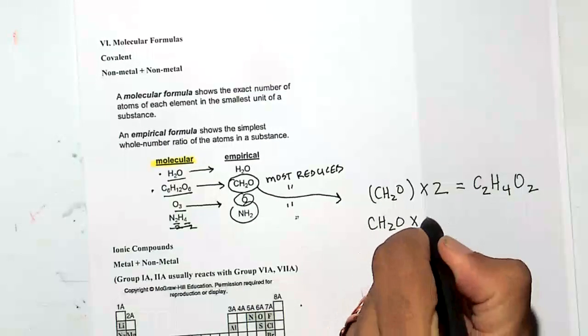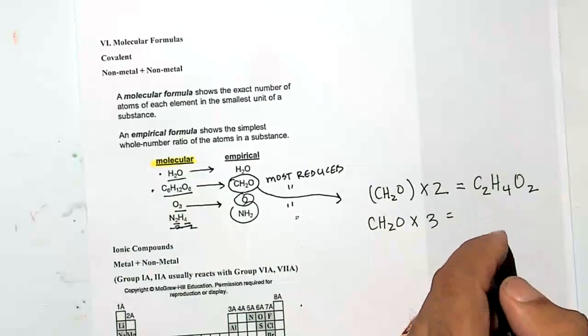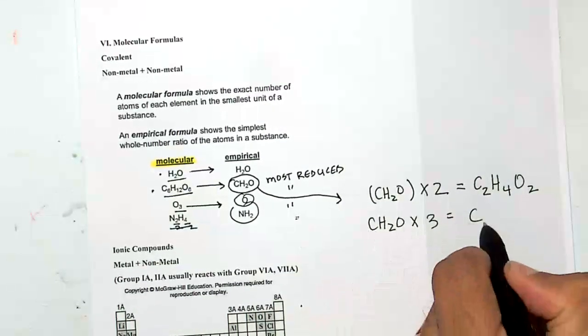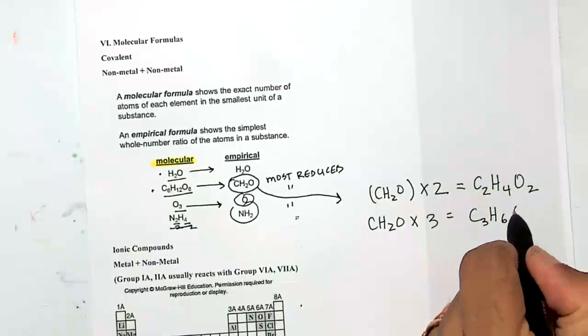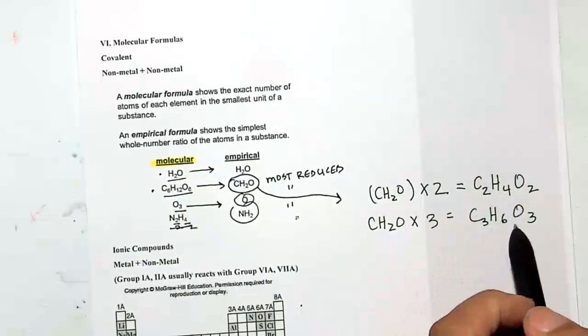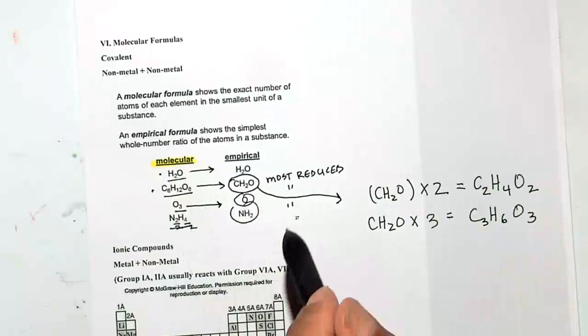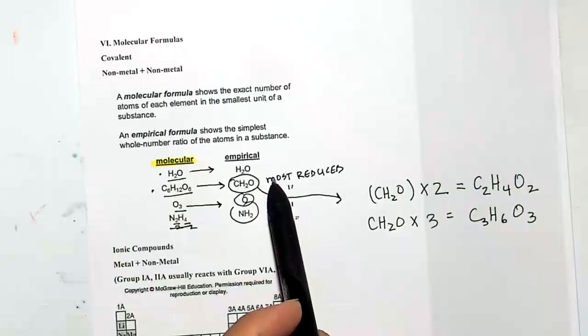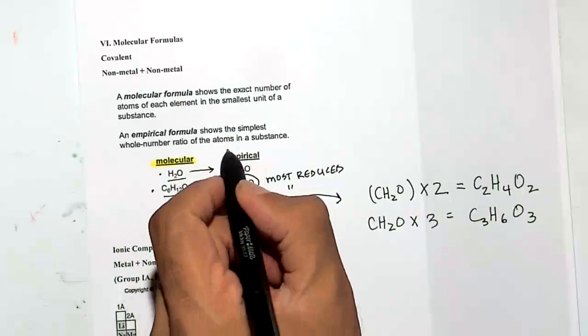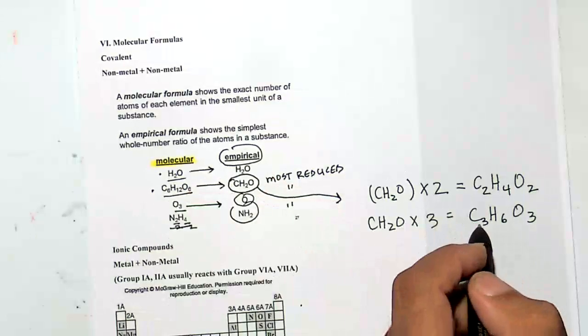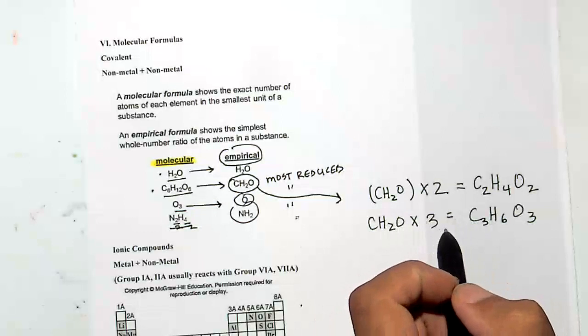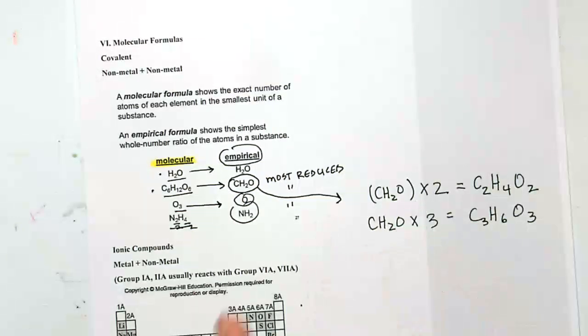Okay, if I take this empirical formula and multiply it by 3, what's my new empirical formula? It's C3H6O3. Okay, like that, I have another formula. I do not know the name of that one. So just realize most reduced is empirical, but we could multiply it by some number, some math, and then get the molecular formula.